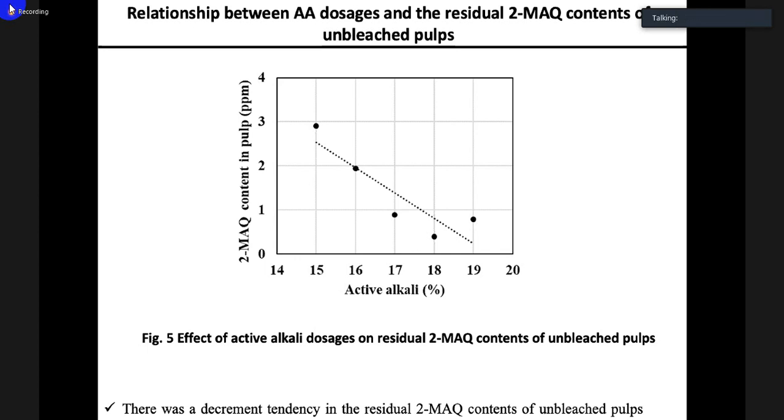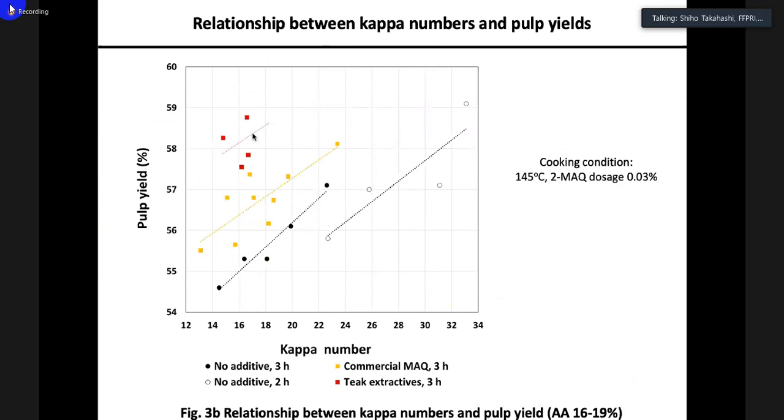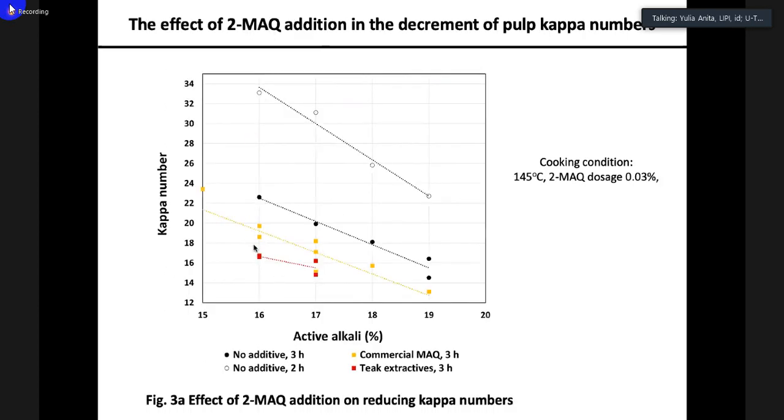So you use thick crude extractives for cooking. I'd like to confirm what kind of other components are in the thick crude extractives. From thick extractive, yes, compared to commercial, they can give the highest pulp yield. Also, a lower Kappa number compared to commercial, because this thick extractive not only contains 2-methyl anthraquinone, but also other quinone derivatives. These quinone derivatives also have an effect as pulping catalyst. In some papers already published, they contain anthraquinone and also other quinones. So that's why it can give a higher effect as catalyst compared to just commercial pure 2-methyl anthraquinone.